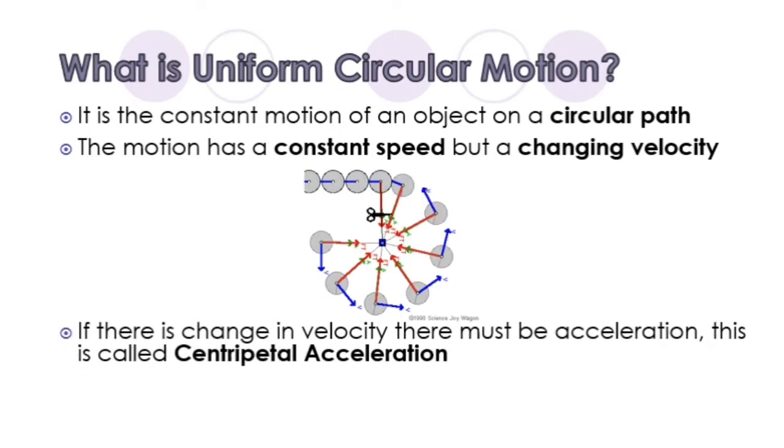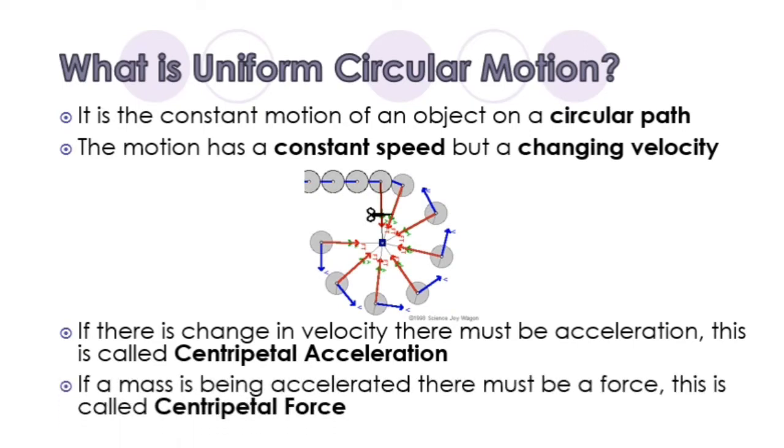So if there's a change in velocity, there must be acceleration. This is called centripetal acceleration, and it always points towards the center. So if a mass is being accelerated, there must be a force. This force is called centripetal force. And once you remove that force, the object wants to move tangent to whatever path it was going.